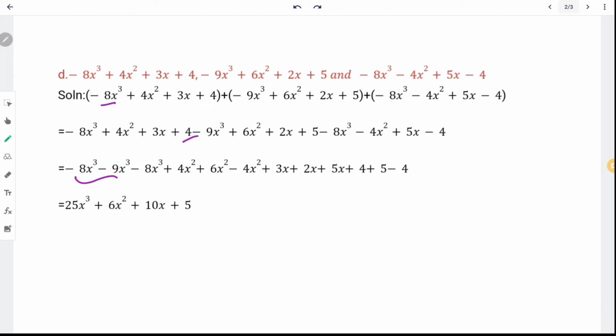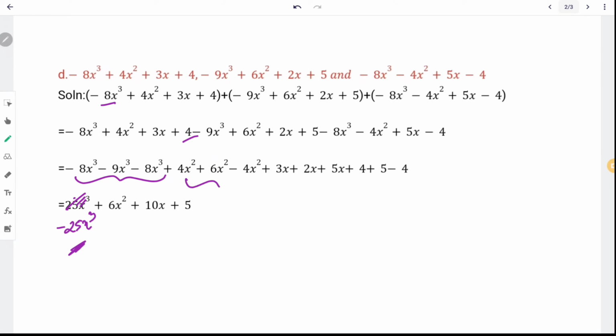First, let us look at these three. Can you see they are all minus? That means I have to add them, but the sign will be minus. So this will be minus 25x cubed. So minus 8, minus 9, minus 8. If you add them, they're all minus, so we have to add them, but the sign will be minus, right? So we're going to get minus 25. That is how we get it: equal to minus 25x cubed.